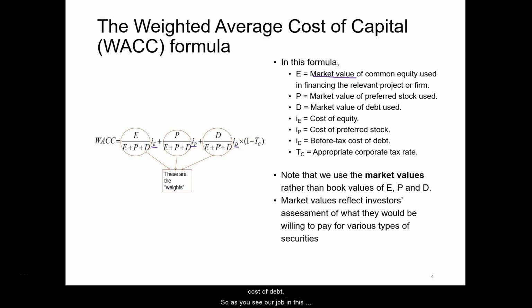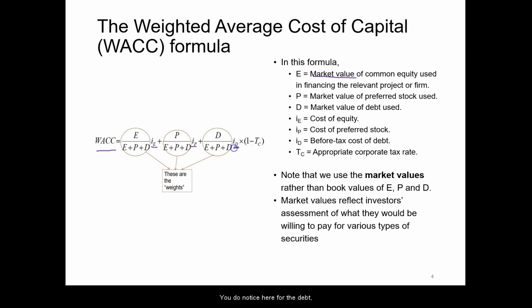As you see, our job in this chapter is to figure out all these components like E, P, and D so that we can calculate the weight of the common equity, the weight of the preferred stock, and the weight of the debt. And then we also need to figure out IE, IP, and ID, and put everything together to calculate the final result of WACC as the weighted average cost of capital.